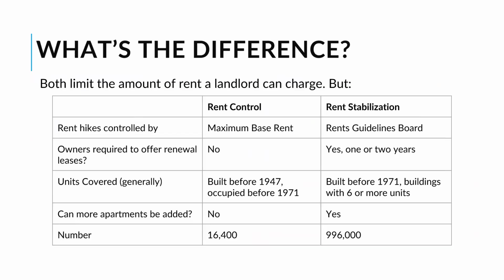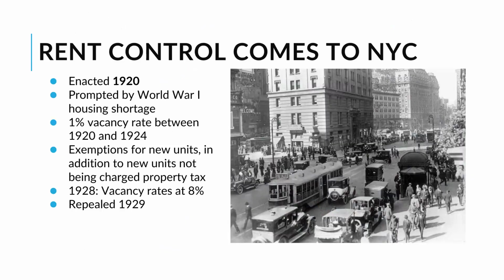So let's just go through the history now. First rent controls were enacted during World War One, and a common theme is low vacancy rates. Rents were going up. Tenants were like, we need rent control. And so that's why rent control came to New York City.